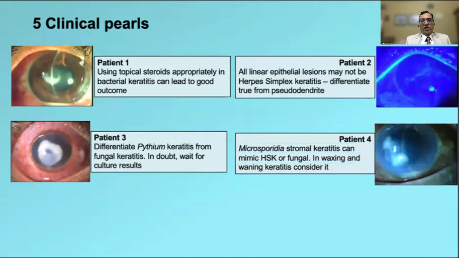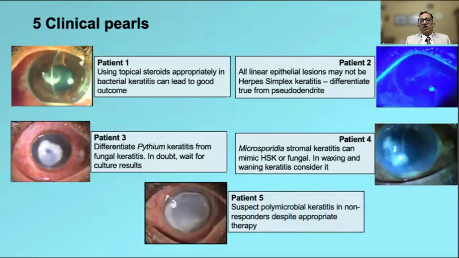From patient 4, we learned that Microsporidia stromal keratitis, which is different from microsporidial keratoconjunctivitis, can have a very long waxing and waning clinical course if we suspect it to be either fungi or herpes stromal keratitis. So in this kind of cases where you have improvement with topical steroids, but the infection comes back once you taper the steroids or stop the steroids, one needs to rethink and rule out microsporidial keratitis.